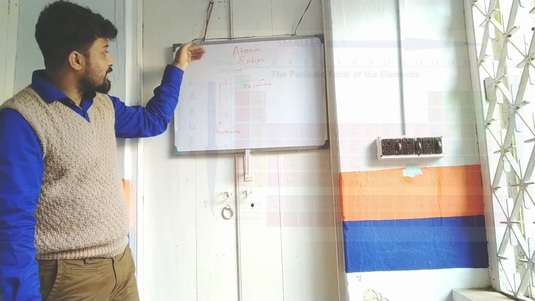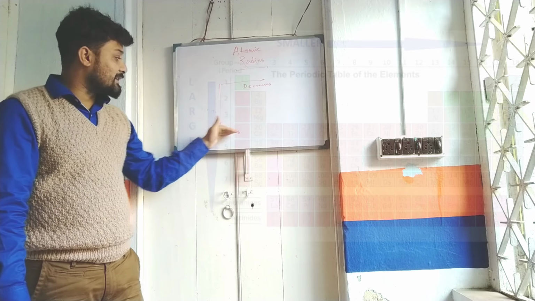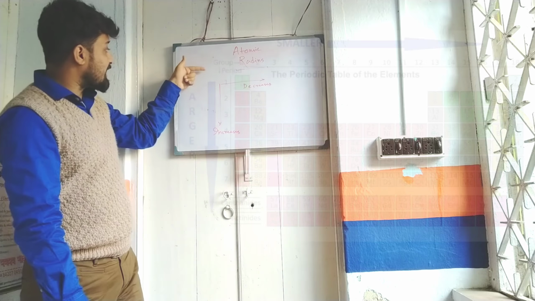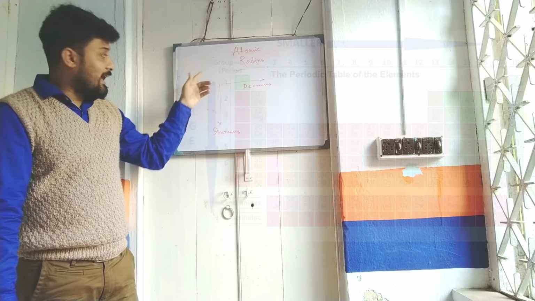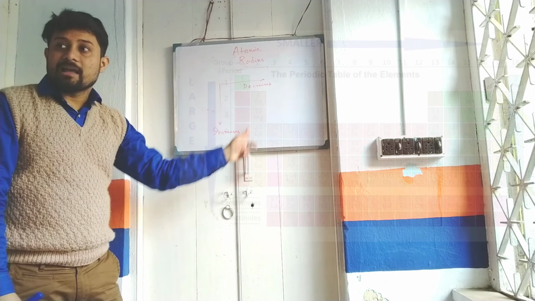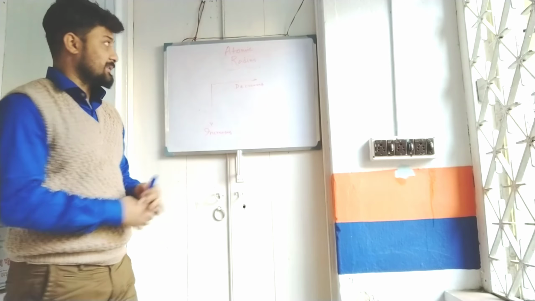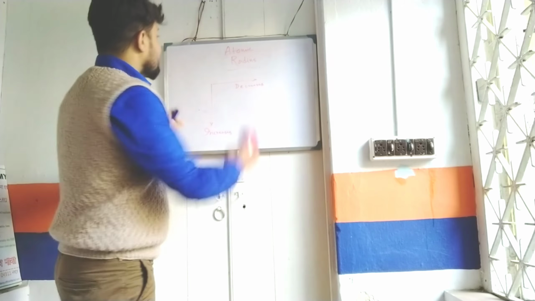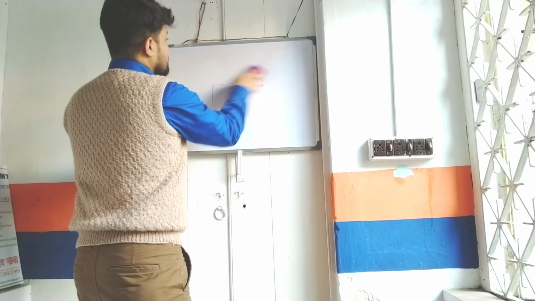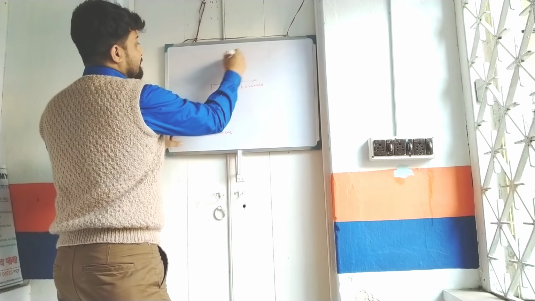However, if we move from up to downwards through a group, the atomic radius increases, because a new orbit is added to the atom. So the size of the atom starts increasing. Atomic radius along a period decreases and along a group increases. Our next characteristic is ionization potential, that is called IP.